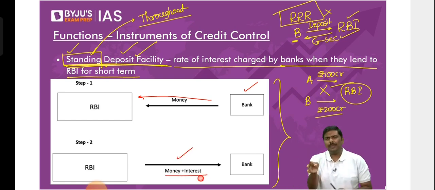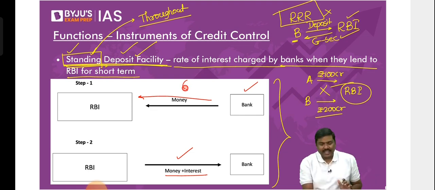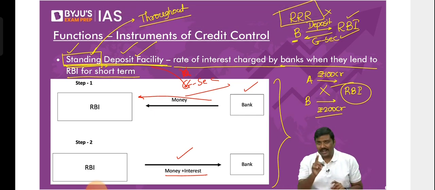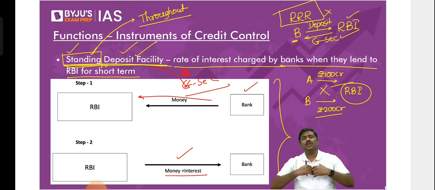Now, a very simple question to you. The picture is there in front of you. Answer me. Is there any G security involved in the standing deposit facility? Answer is no. There is no security. There is no collateral provided by RBI.